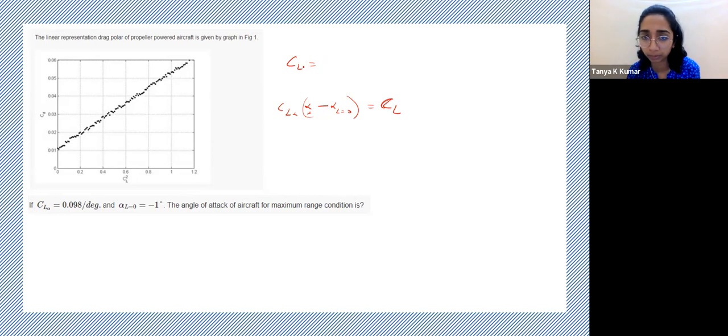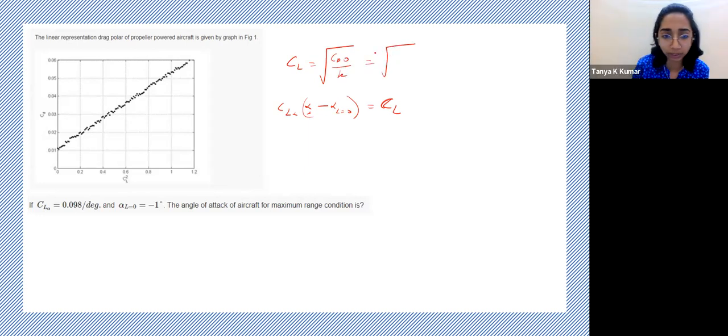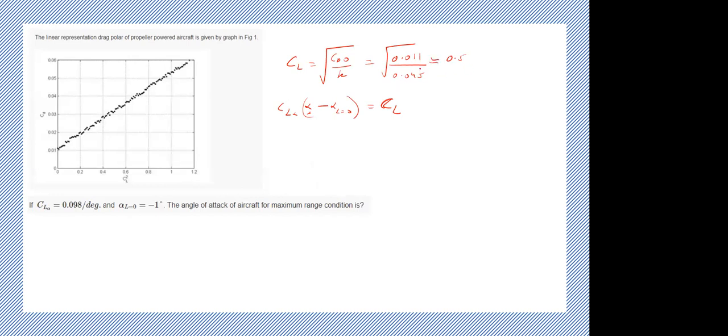Maximum range corresponds to minimum thrust required. Right? So what was the CL value for that? Root upon? Under root CD naught by K. So our CD naught was how much? 0.011. And K was 0.045. So this value comes to around 0.5, right? Yes, ma'am. 0.49. Somewhere there. Okay. 0.49. Fine.